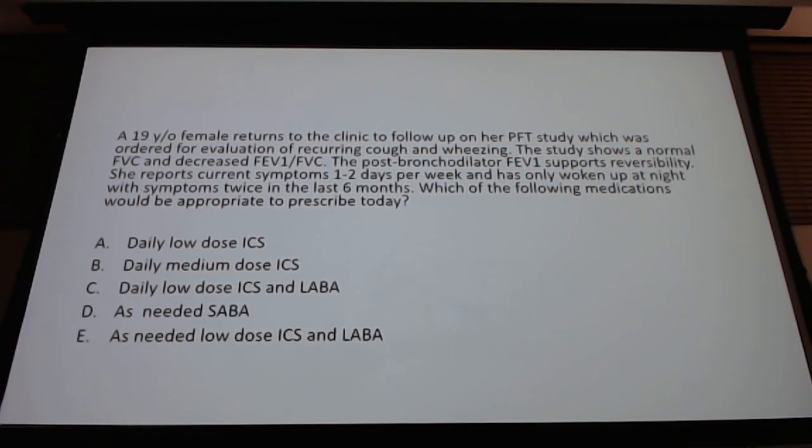All right, 19-year-old female returns to the clinic to follow up on her PFT, which was ordered for evaluation of recurring cough and wheezing. So is this an initial or a follow-up? Initial. Yeah, because she's not on anything. She is coming fresh off of her PFTs. I don't talk about her being prescribed SABA. I don't talk about her being on any kind of inhaled corticosteroid. This is like, I went and got a PFT and it shows that it's a reversible obstructive result.